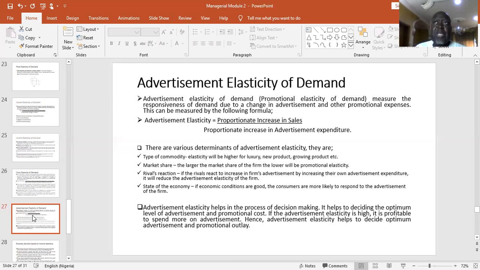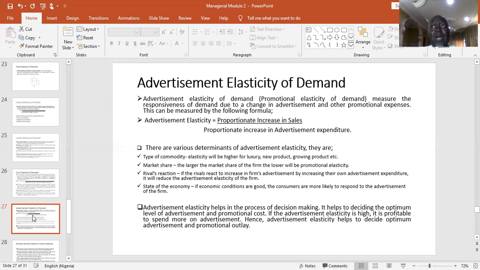So advertisement elasticity of demand, promotional elasticity of demand, measures the responsiveness of demand due to a change in advertisement and other promotional expenses. This can be measured by the following formula. Advertisement elasticity, proportionate increase in sales over proportionate increase in advertisement expenditure. By what percentage is sales increasing as a result of the amount of money spent on advertisement?